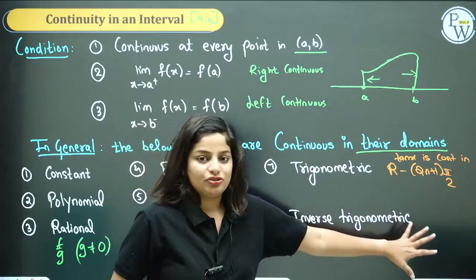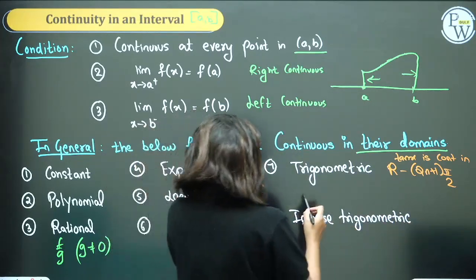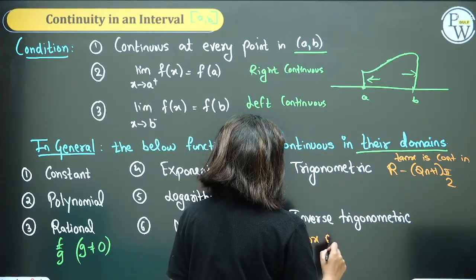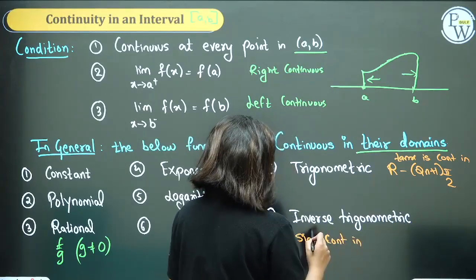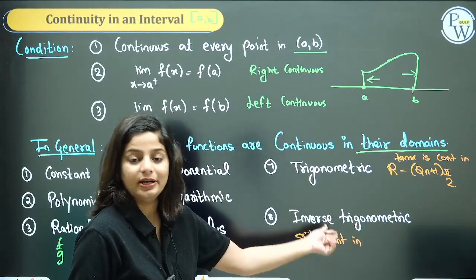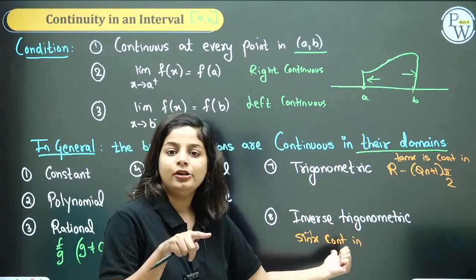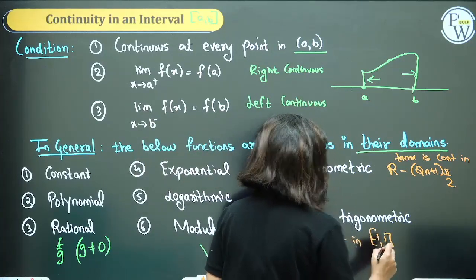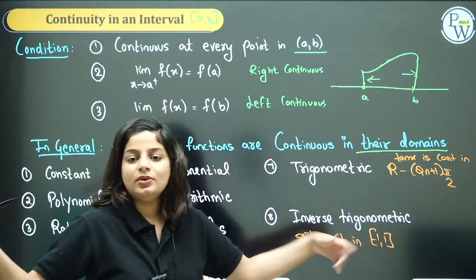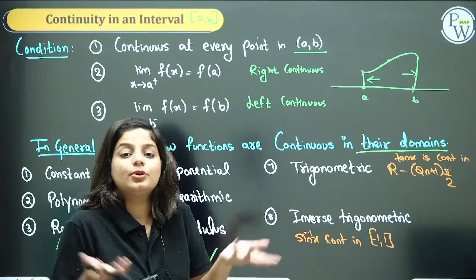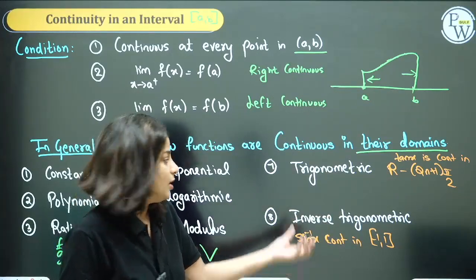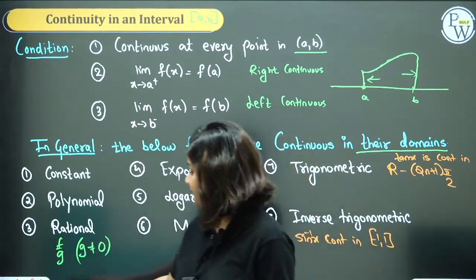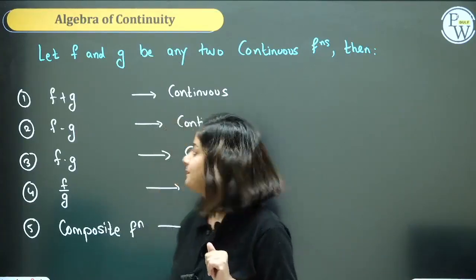And also inverse trigonometric function. Let's say, for example, sin x. Sin x will be continuous in the domain, sin inverse. We are talking about inverse trigonometric. So sin inverse will be continuous within its domain. What is then domain? -1 to 1 only. Outside -1 and outside 1, it will not be continuous because function is not defined. So all these functions in general are continuous within their domains.